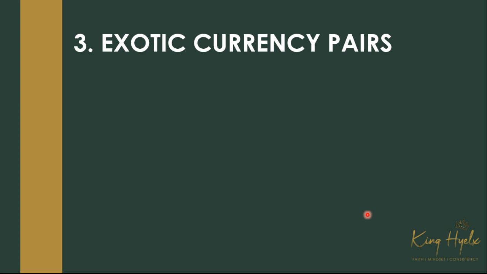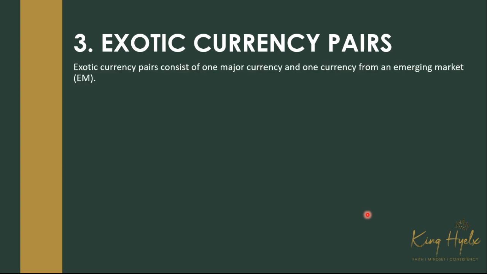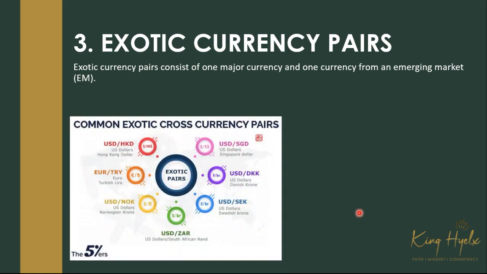Let's go further. Now, exotic currency pairs is the third category of currency pairs. When we say exotic currency pairs, we mean they consist of one major currency and one currency from an emerging market, right? This is what we mean when you pair United States dollar against the currency of a country that is not really that traded. Even if you pair USD against Nigerian dollars, it's an exotic currency pair because it's not highly liquid. There's not a large number of people buying and selling in those markets. So that's what we mean by emerging market.